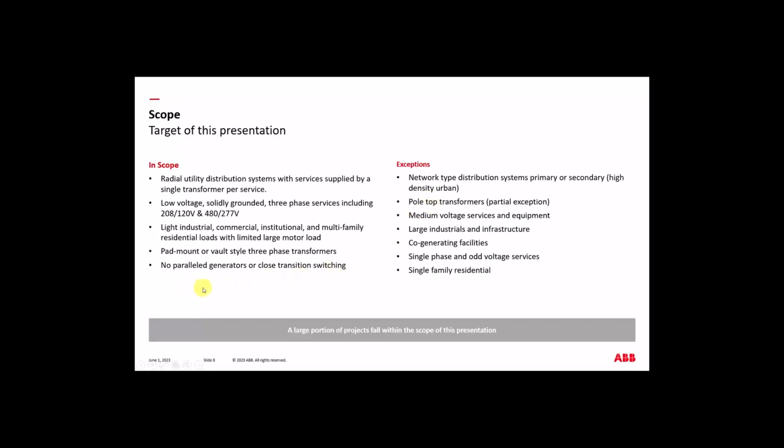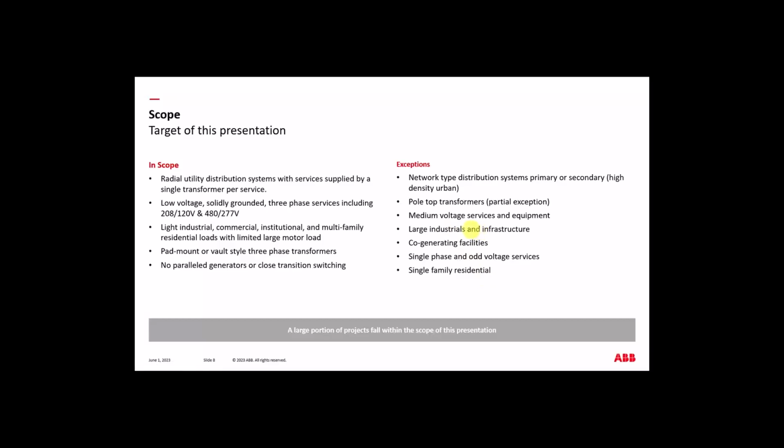And here in scope, no parallel generators or closed transition switching. Single standby is fine, but no big paralleled generation or cogeneration, stuff like that. So now you see exceptions: cogeneration, obviously. Single phase and odd voltages we didn't cover. Single family residential is a different animal. That's pretty consistent as being the 10K interrupting.